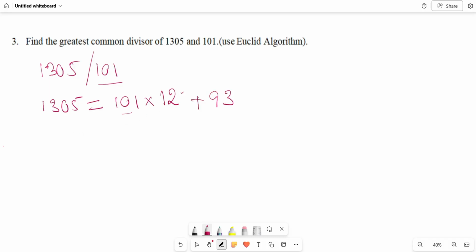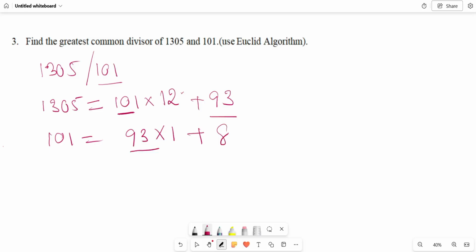Okay, this is step number 1. The second step, what you are doing now, you are taking this 101 value to here and taking this remainder to here, and checking how many 93s are in this 101. Okay, you can see now there is only one 93 in 101, and what is the remainder? 93 from 101, it is 8.